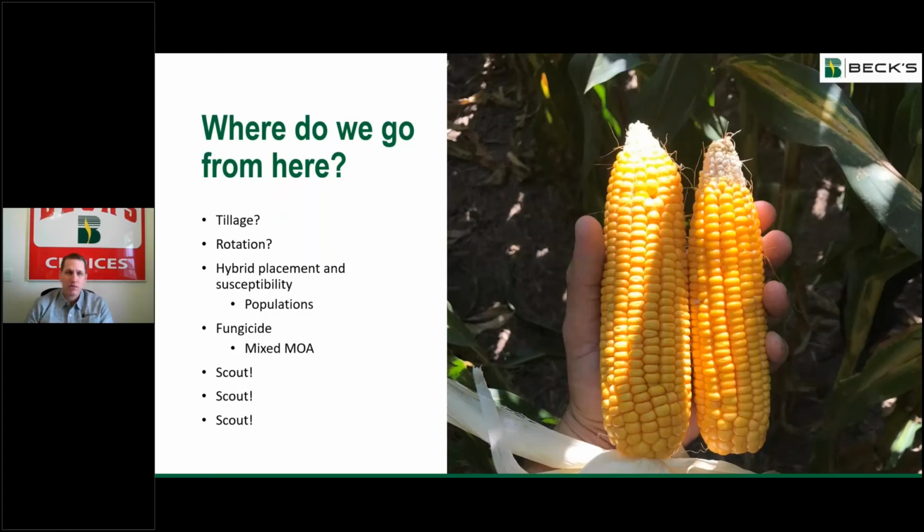And the last point: scout, scout, scout. I can't stress it enough. With as aggressive as this disease is, if we're going to make a management recommendation, specifically with a fungicide, I want to be on the forefront of that infection. So I want to make an application when we start seeing those foliar lesions. So hopefully we can curb that disease as much as possible, not see some of those 70, 80% leaf coverage areas of tar spot, and try to preserve some of that yield.